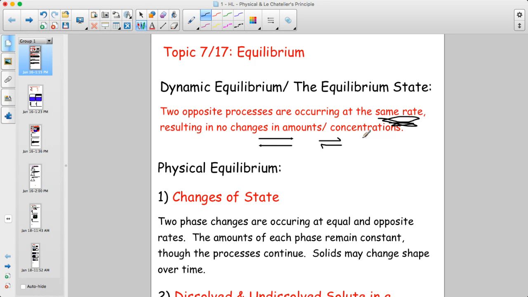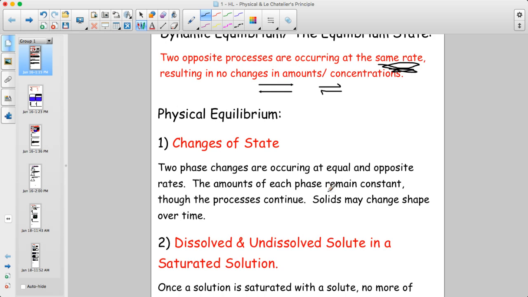The amounts that are on either side of this arrow do not have to be equal. That's a common misconception, but the amounts and concentrations in equilibrium do not have to be equal. So I'll continue to point that out.